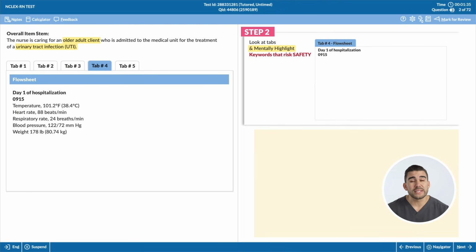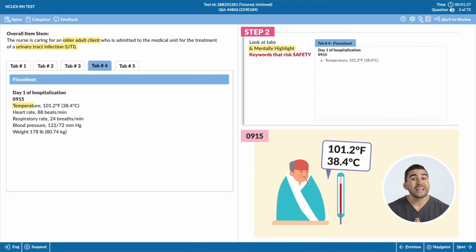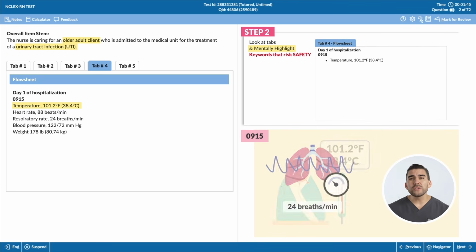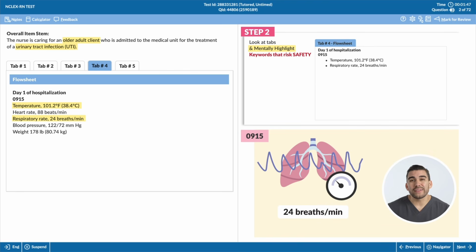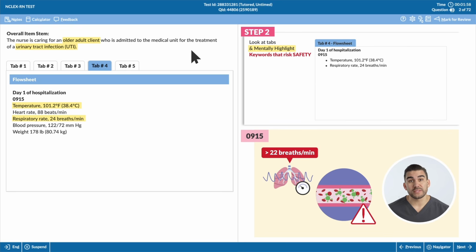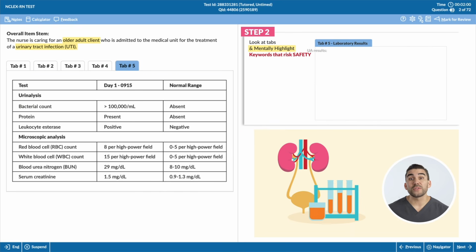On day 1 of hospitalization at 9:15, we see a high temperature at 101.2, or 38.4 degrees Celsius. So this fever requires management. We also see a respiratory rate that is a little bit high at 24 breaths per minute. So the key point here is that confusion with respiratory rate greater than 22 breaths per minute are criteria for greater risk of sepsis. Now let's click over to tab number 5 for the UA results.